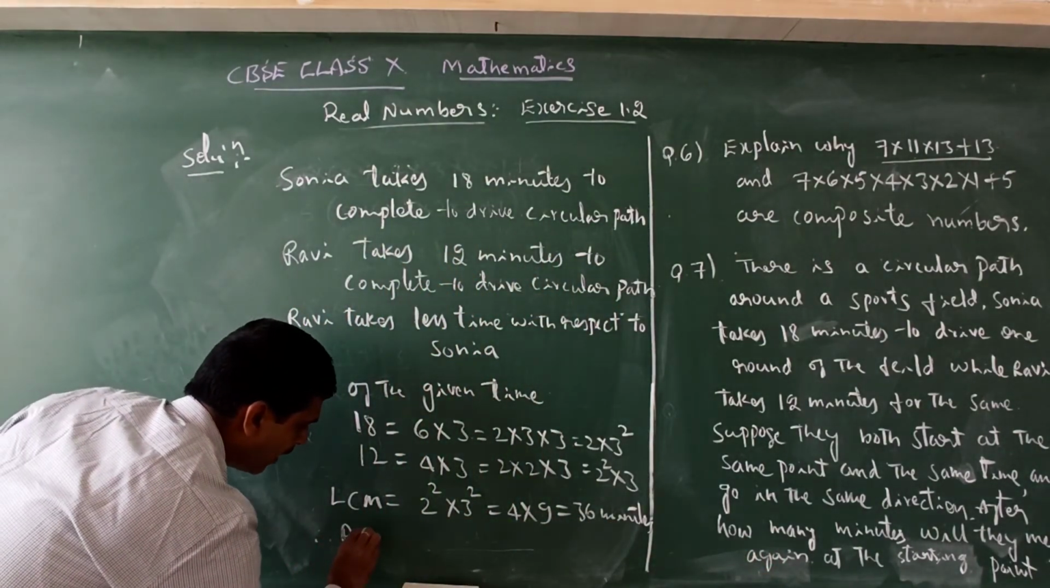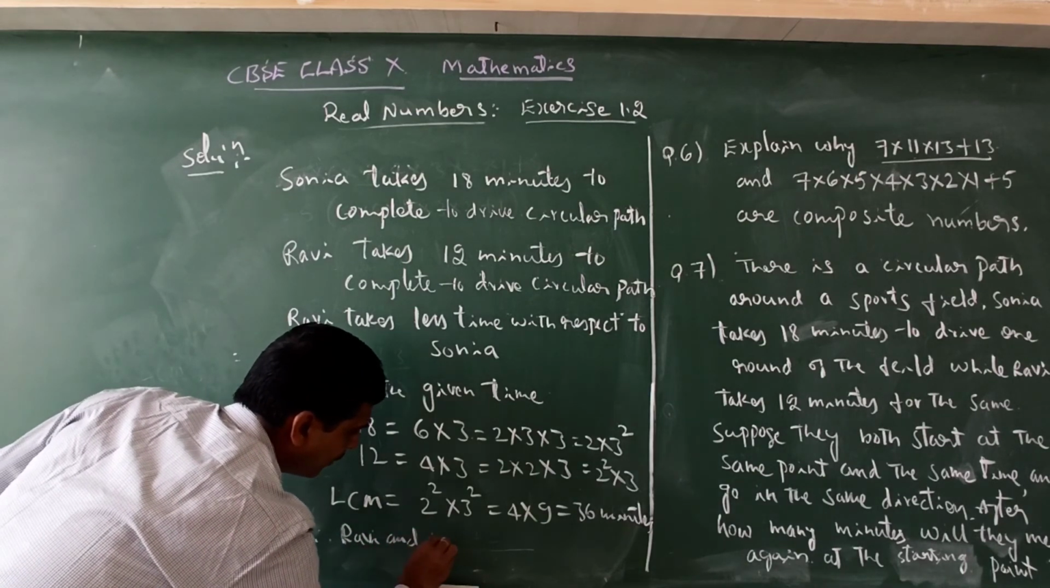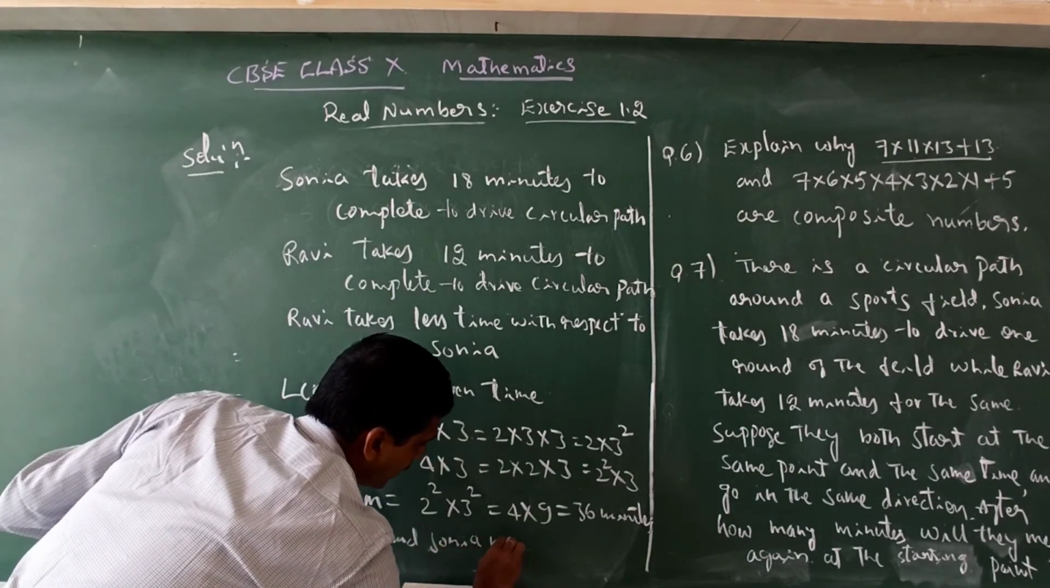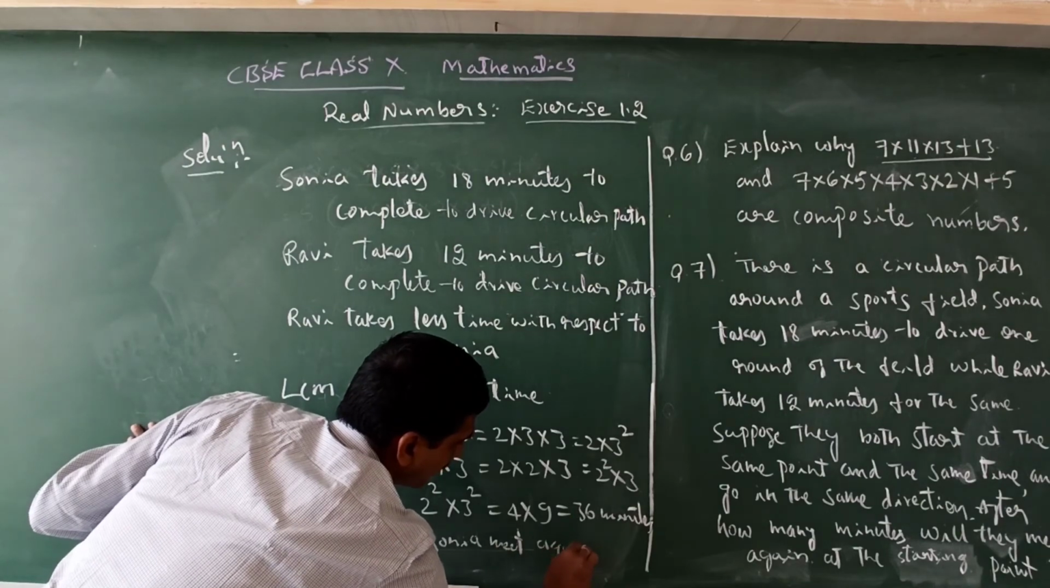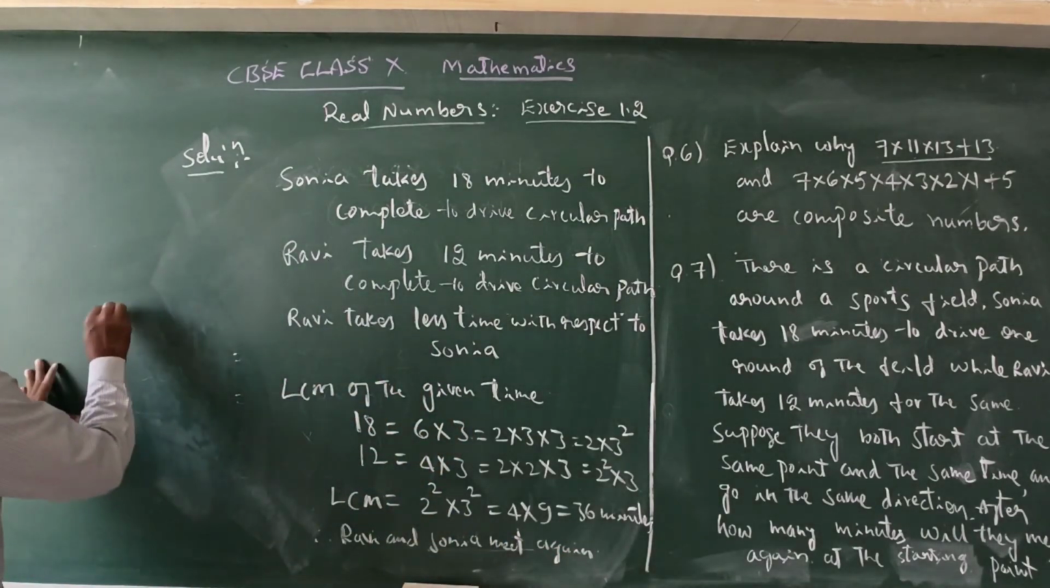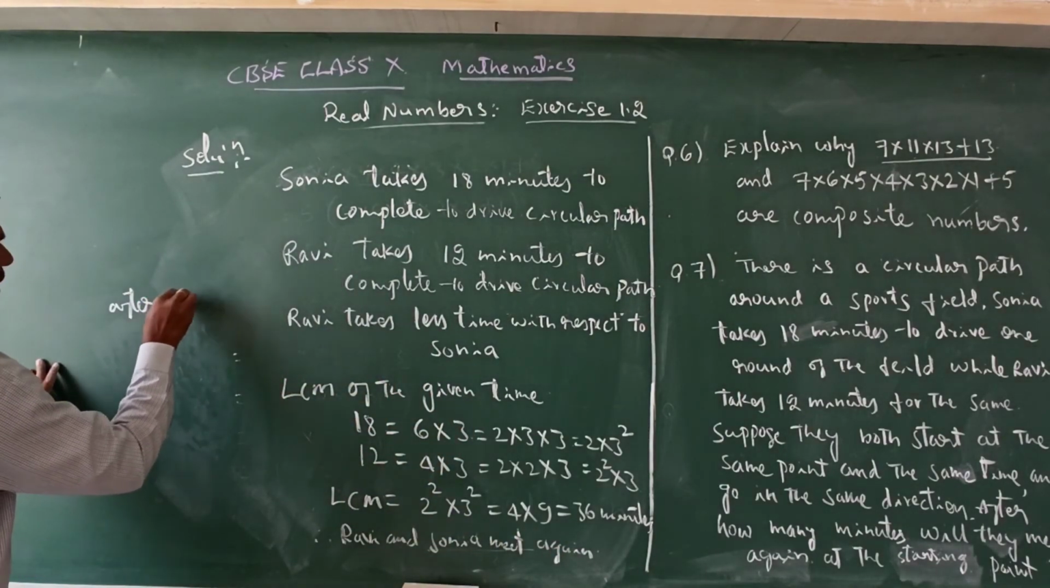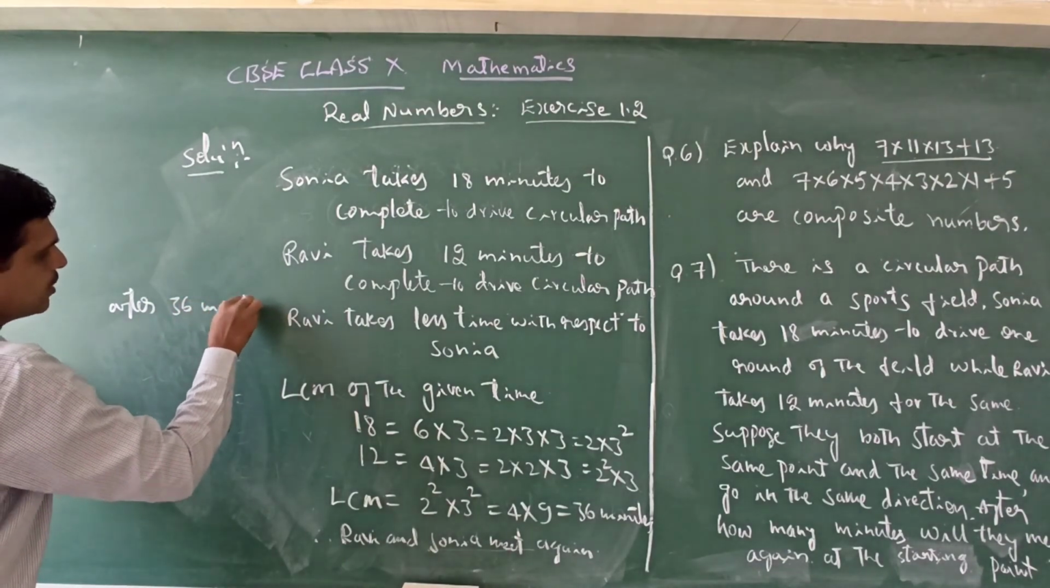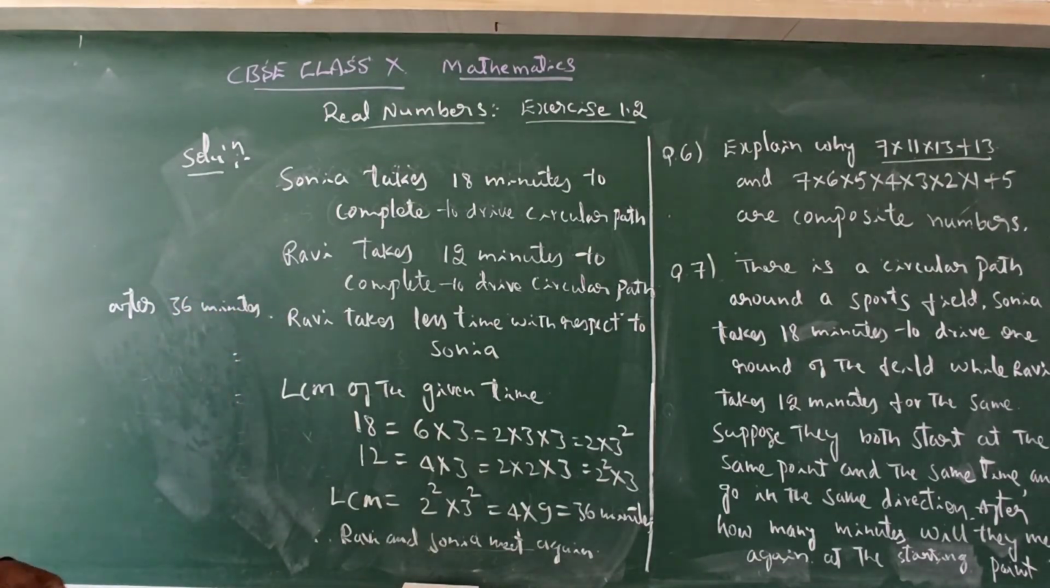Therefore, Ravi and Sonia meet again after 36 minutes. So this is your solution.